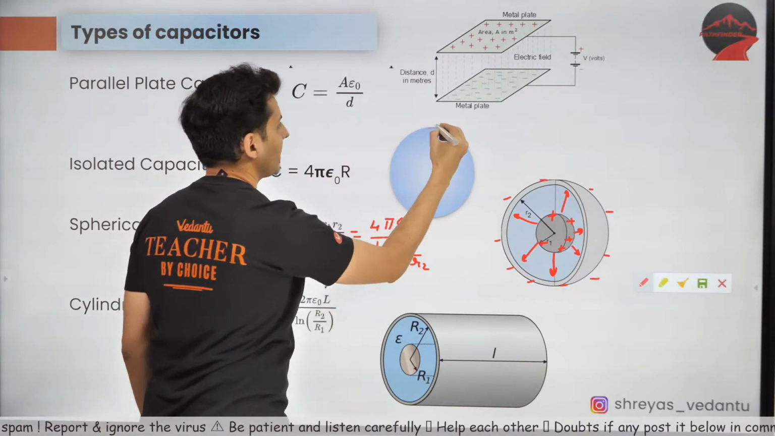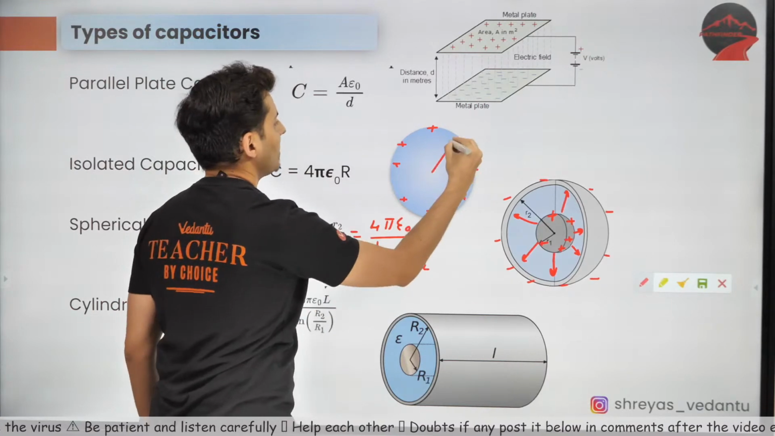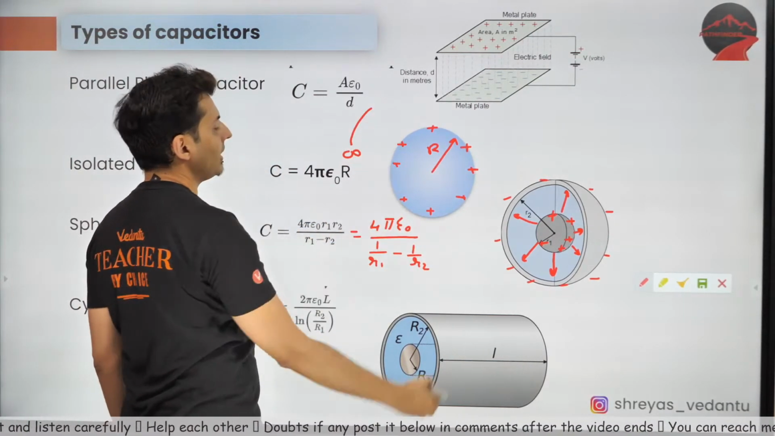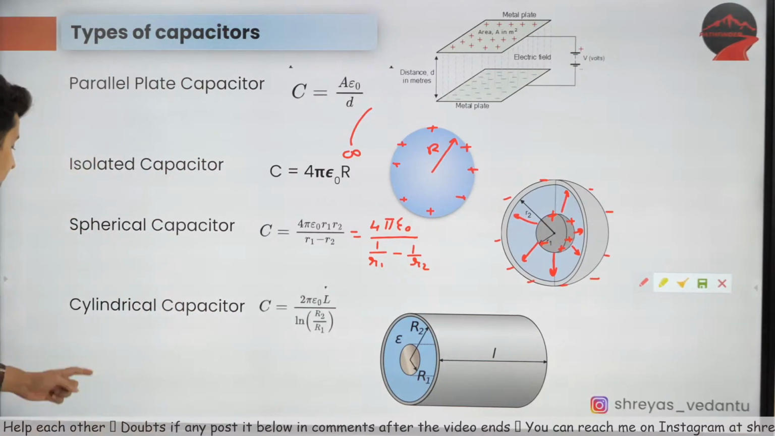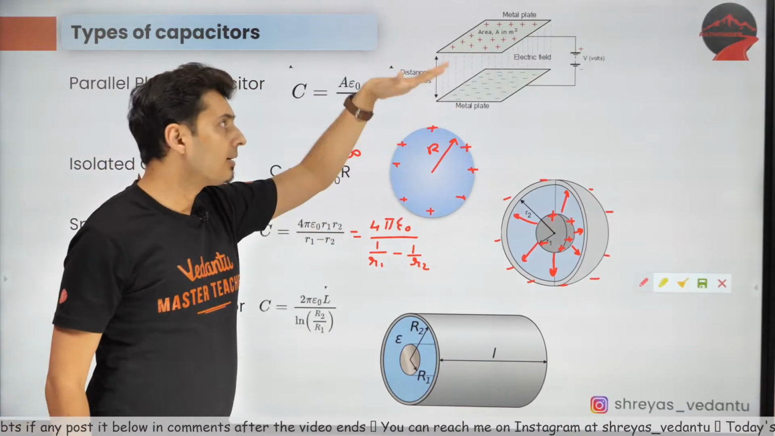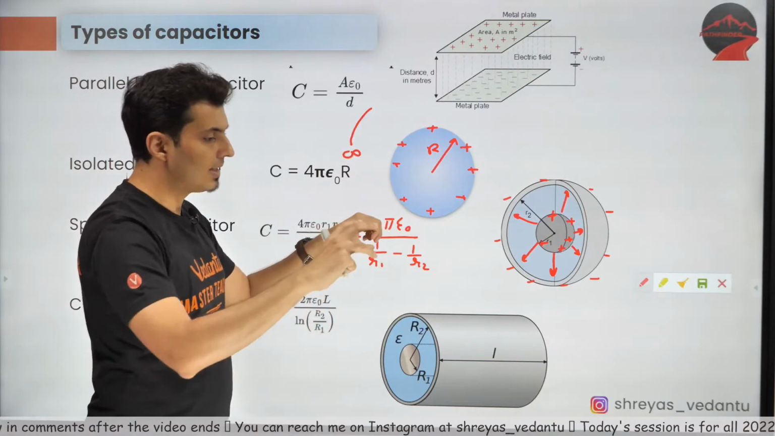Okay, so an isolated capacitor is nothing but just a single sphere of some radius r, and the other plate is at infinity. Is that clear, my warriors? Yeah. Next up, the cylindrical capacitor. So two major types are over. One is parallel plate, second is spherical, third is cylindrical.